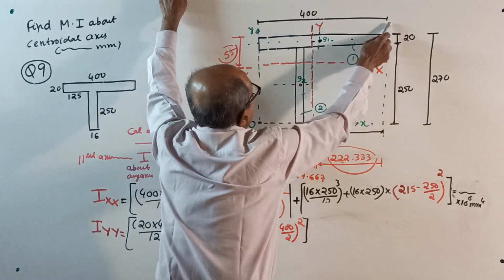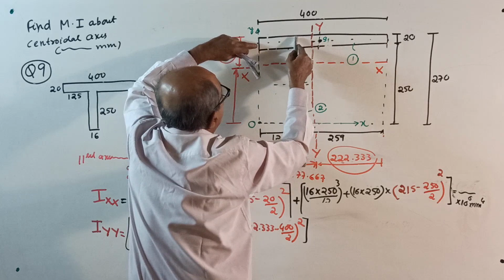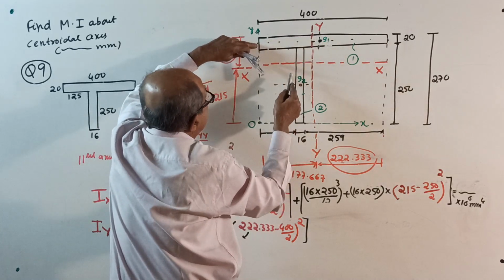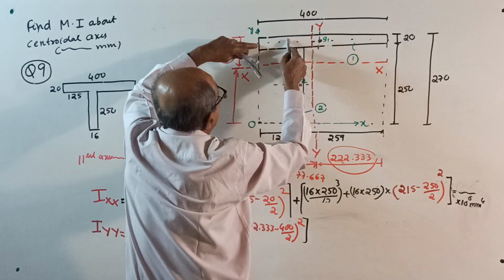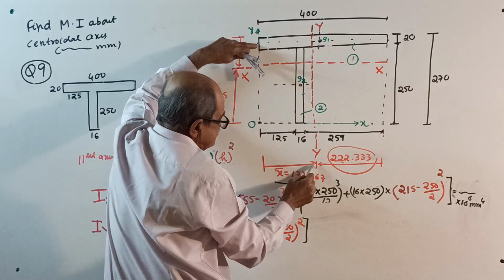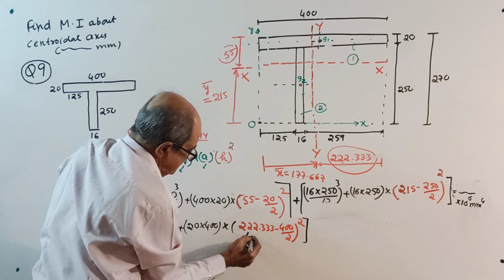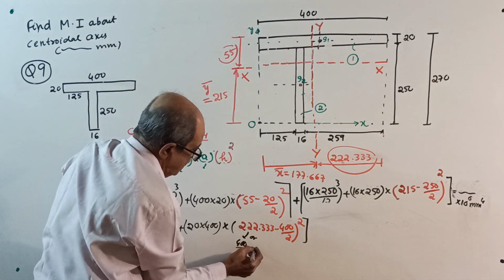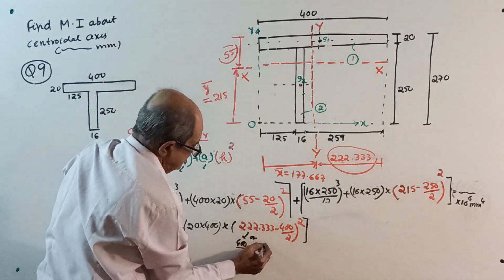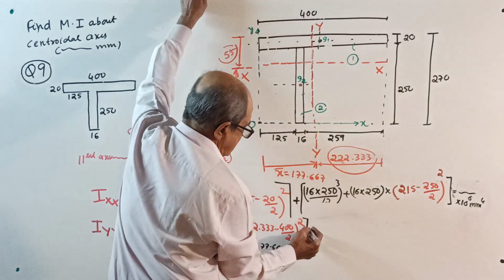This is 400. This is 200, half of 400. So from half of 400, from this distance, subtract x bar value. So you can write 400 by 2 minus 177.667. Anything will do. Okay, plus. Next.